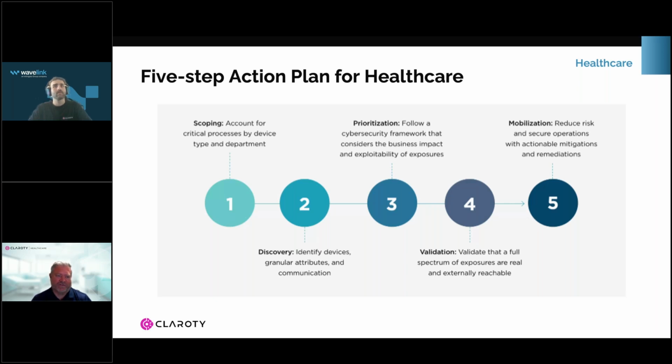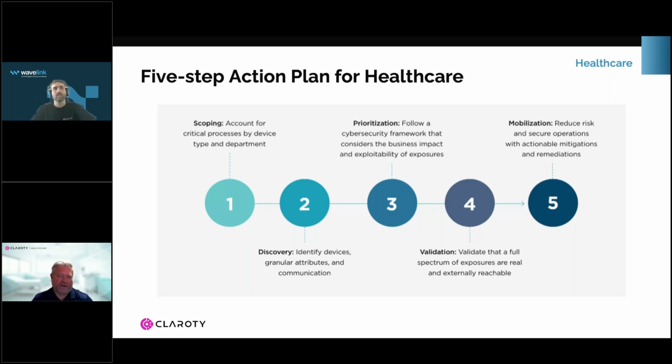Going around then to discovery of those devices, the attributes, the communication map that they currently have, the prioritization of a security framework. So again, we mentioned NIST or ISO 27001. If they're the ones that are right for your business based on impact and exploit, then great. We'll help you map through those to create that exploitability of exposure in your environment. We then go through that validation process to make sure that you're getting real exposure and real remediation.